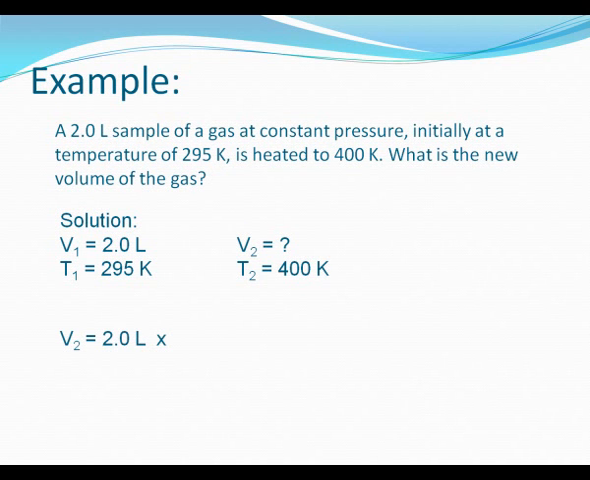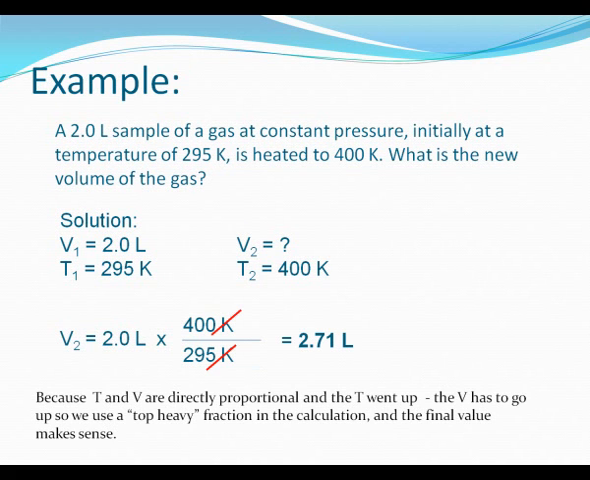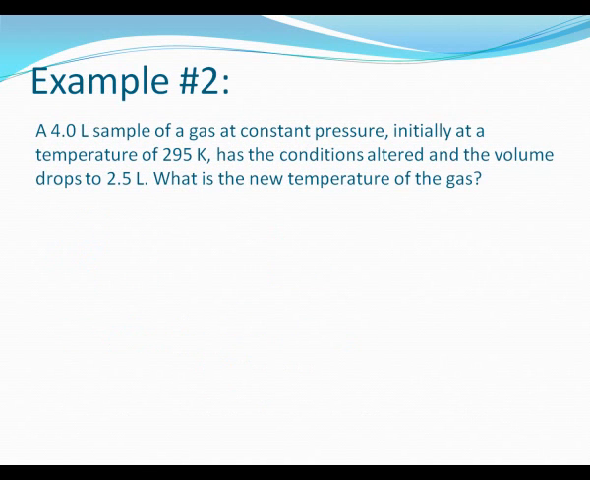So our solution is to take the initial volume, because we're looking for a volume in the final answer, so we use a temperature-based conversion factor. And now, since we know it's directly proportional, we're going to want to have a fraction that has the larger number on top, because, indeed, the volume is going to go up. So we have 400 Kelvin over 295 Kelvin, and we get an answer of 2.71 liters. Now, once again, because they're directly proportional, the V has to go up, and we use what we call a top-heavy fraction in this calculation. And the final value, 2.71 liters, is greater than 2 liters, and it makes sense.